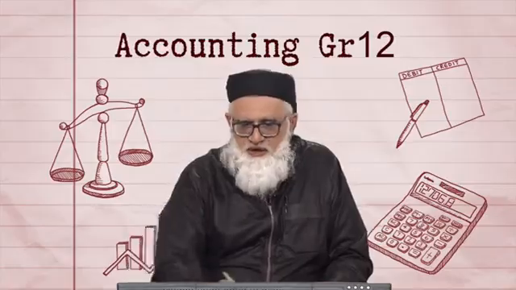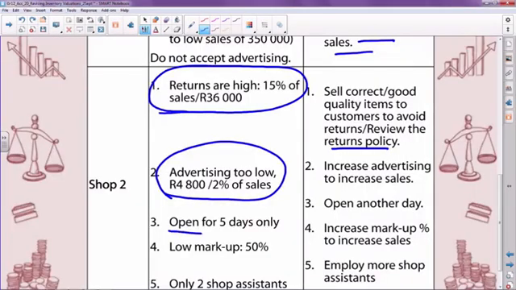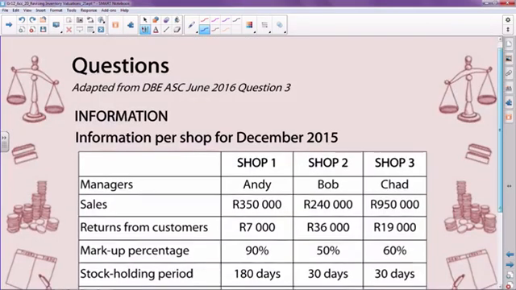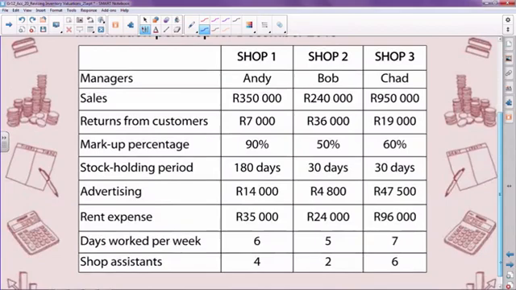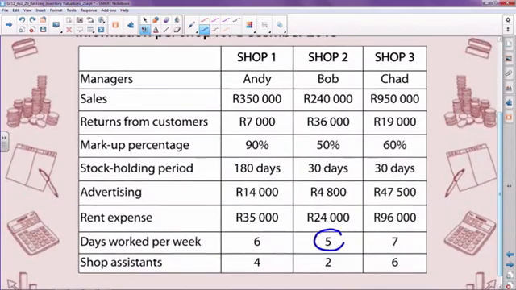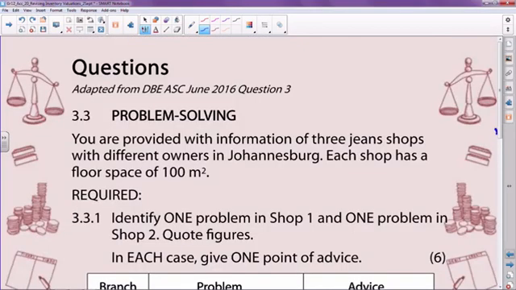Right. Another challenge that you have, another problem that you have, this business is only open for 5 days. Let's look at it. There you can see it. They're only open for 5 days. The other shops are open for 6 and 7 days. Right, what else do we know?